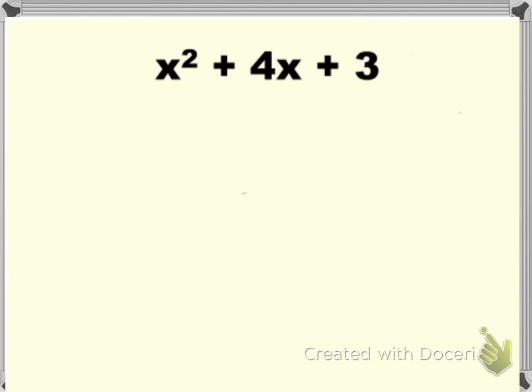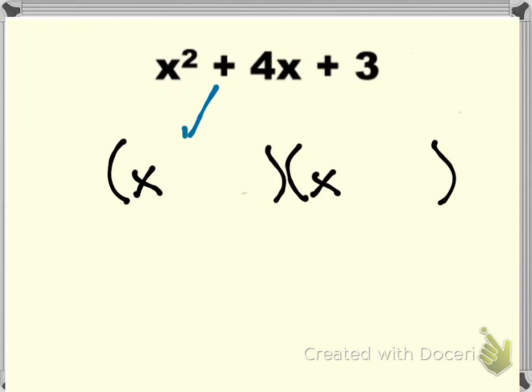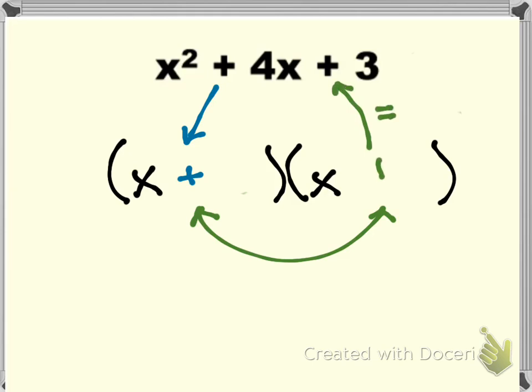Okay, so here we go. We're going to do two sets of parentheses with an X in each set. The sign in the first set of parentheses is the same as the first sign in the quadratic, so positive. The sign in the second set has to multiply times this plus in the first set to give us a positive. So positive times positive is positive.